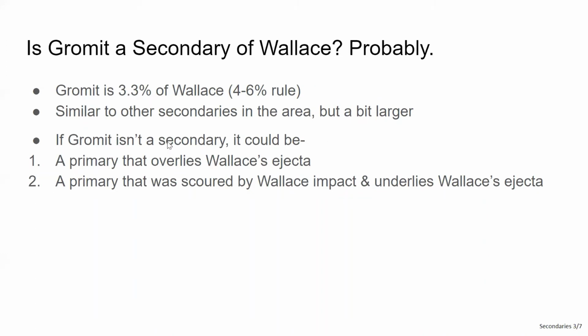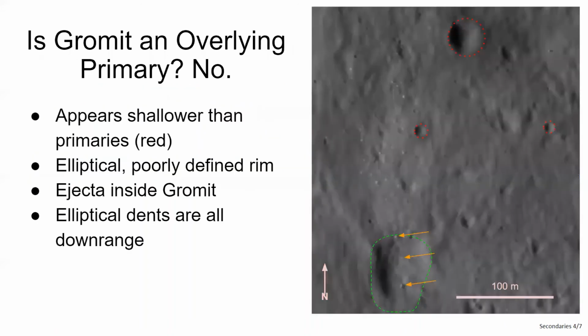So if Gromit isn't a secondary, it could be either a primary that overlies Wallace's ejecta, so Wallace came by and then later on Gromit happened, or a primary that was scoured by the Wallace impact and underlies Wallace's ejecta. So it came by and then the Wallace impact happened, giving it a scoured appearance. So let's walk through both of those.